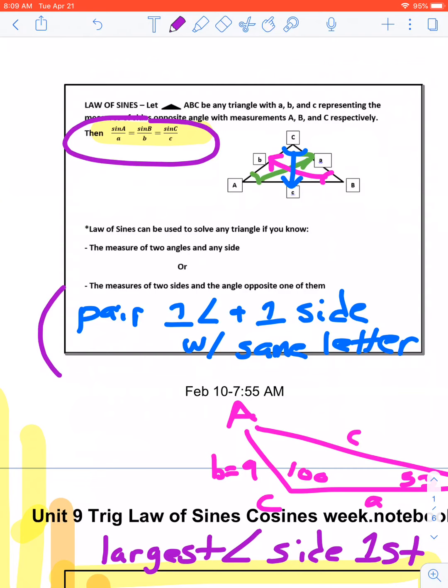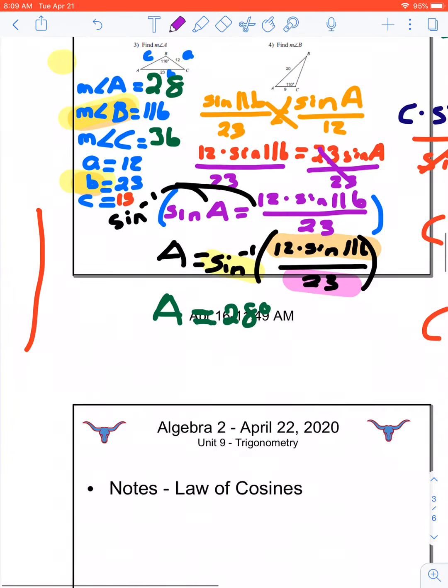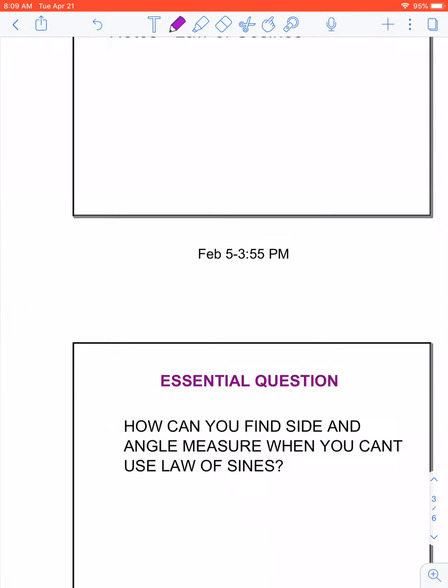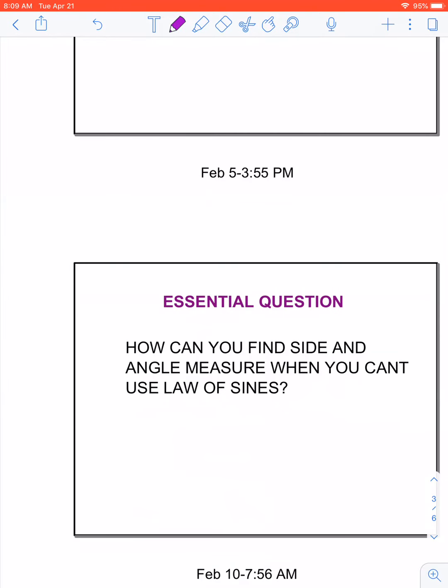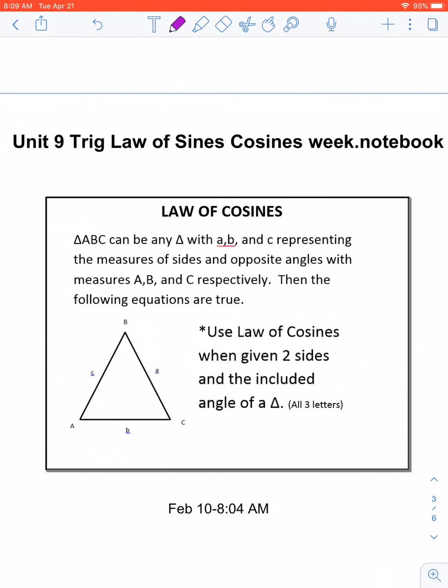Well, what happens when you don't have that? What if you have all three different letters? What happens then? Well, that's what today's lesson is going to be over. We're going to spend 2 days on law of cosines. Law of cosines is how you can find an angle measurement when you can't use law of sines. So you always use law of sines first, and then if you can't use law of sines, then you use law of cosines.